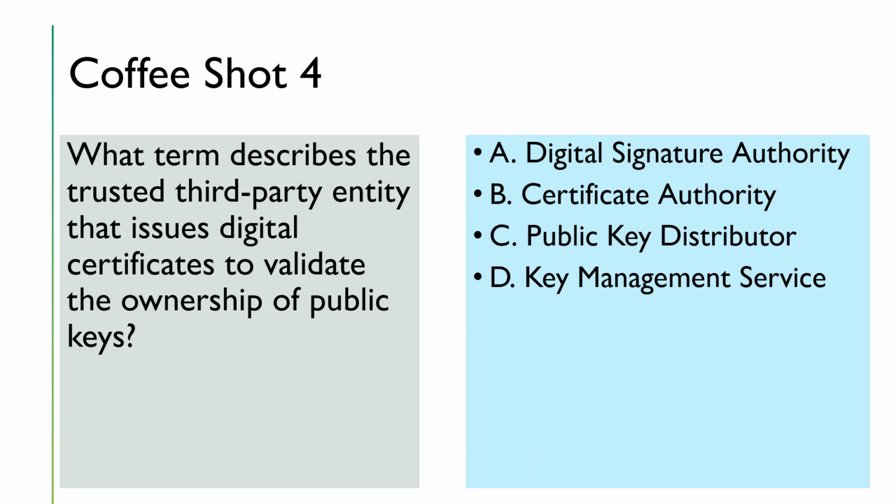Now at this stage, the question asks: what term describes the trusted third party entity that issues digital certificates to validate the ownership of a public key? Option A, signature authority. There is nothing called digital signature authority. Certificate authority is the one who issues the certificate. Public key distributor, there is nothing called public key distributor. And key management server is a very common server used to manage keys in SSO, Kerberos and all that. So if you go by the logic, the answer is basically B for beta.